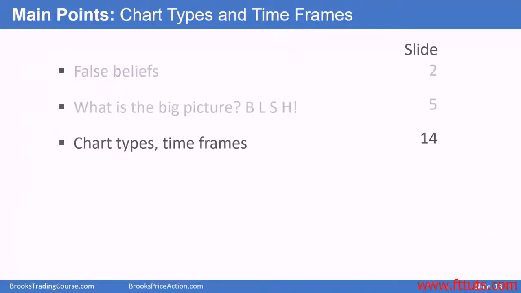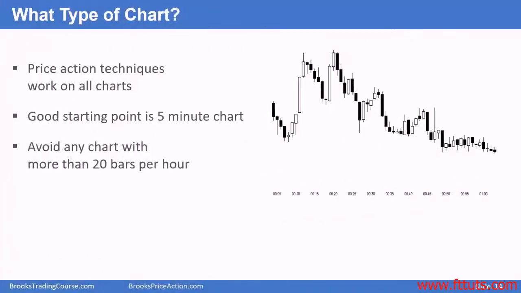Now I'm going to move on and talk about types of charts and timeframes. Price action techniques, they're the same on all charts. The price action is the same on all charts. In general, if a trader starts out, a 5-minute chart is a good starting point, and they should avoid trading any chart that has more than 20 bars per hour. In other words, a 3-minute chart if you're talking about a time chart.